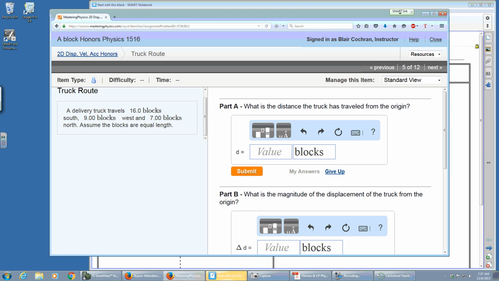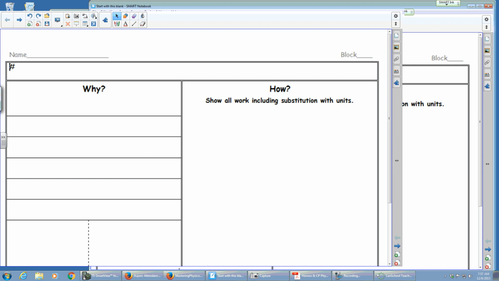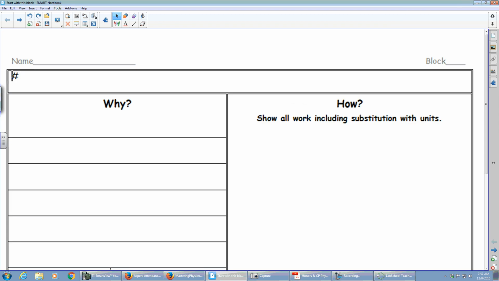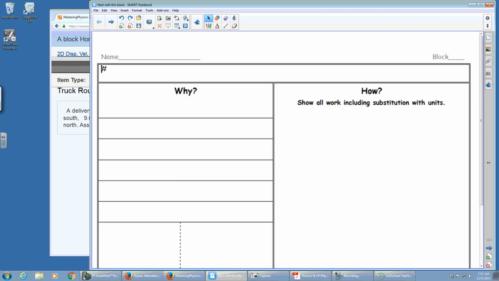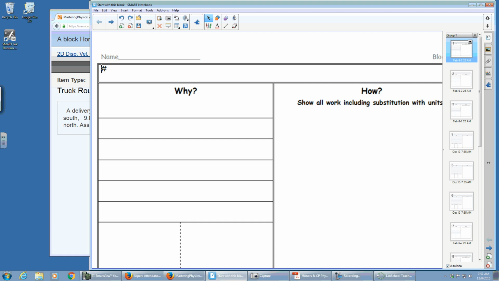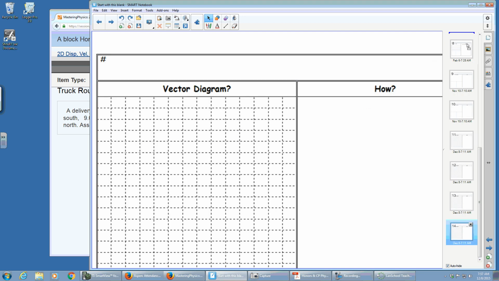What I'm going to use for the type of sheet on this one, I'm going to use the vector diagram one. I think that's the best Y for this. It would be a vector diagram. So I'm going to plot out vectorially the route that my truck has taken.